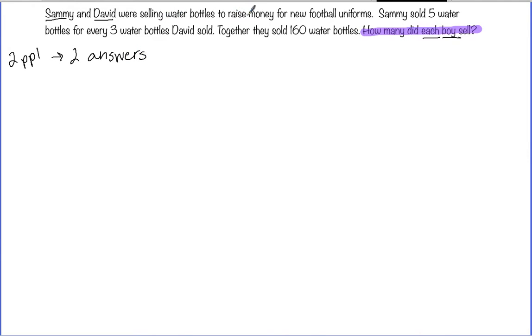And they're selling water bottles to raise money for new football uniforms. Sammy sold 5 water bottles for every 3 water bottles that David sold. So together they sold 160 water bottles. So we know that this is a total, and this is an actual total. This isn't part of this ratio. So we have this ratio of Sammy to David, which is 5 to 3. And again, this is simplified.